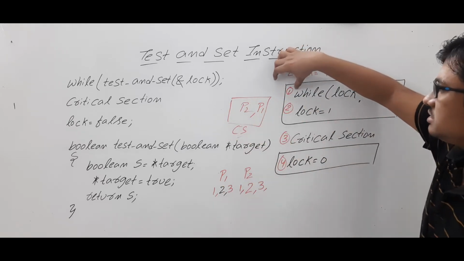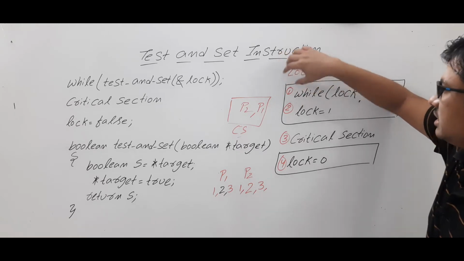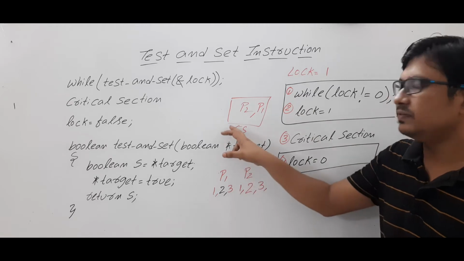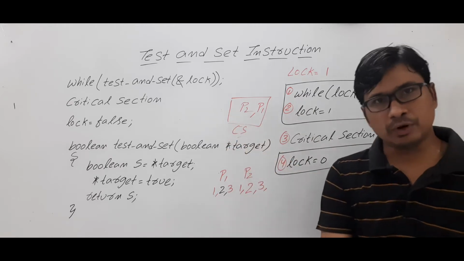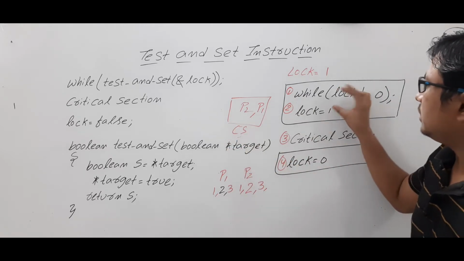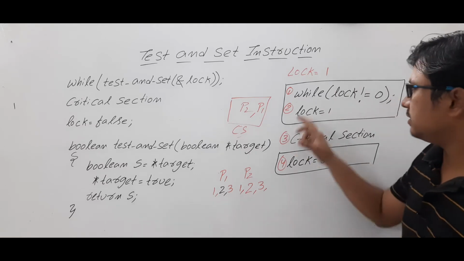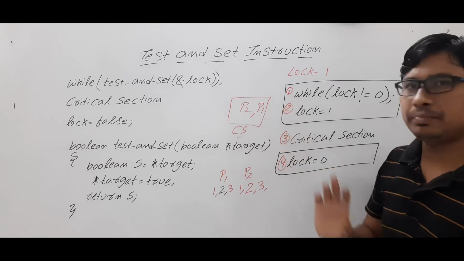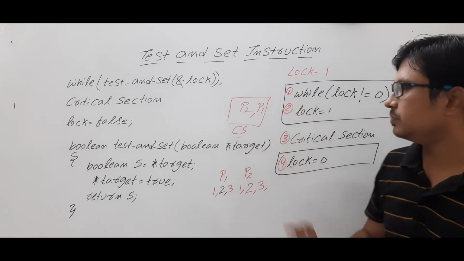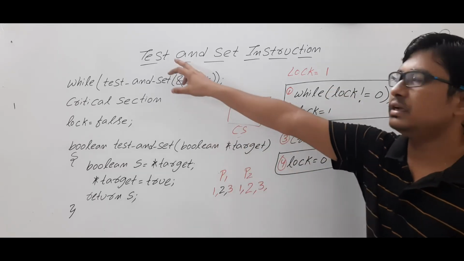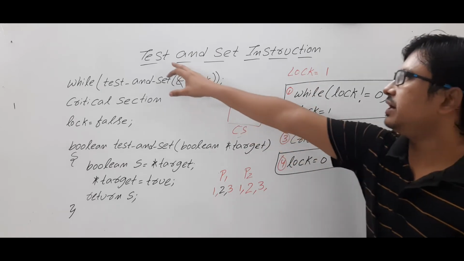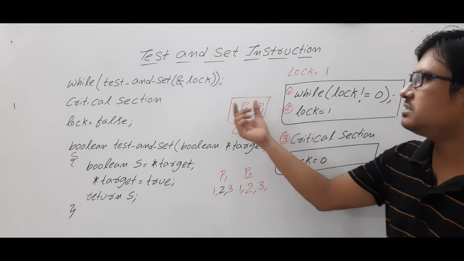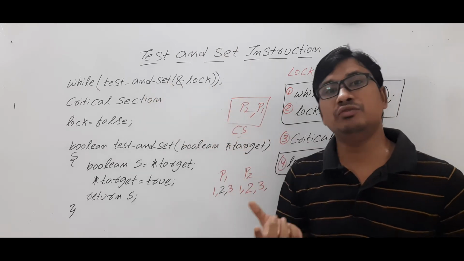So let's consider this is the test and this is the set. Between test and set, if there is a preemption, then mutual exclusion is not provided. So they understood the limitation that if we allow preemption between test and set, this problem will come. So what they have done is modified it and provided the test and set instruction. It is a separate instruction your hardware should support.